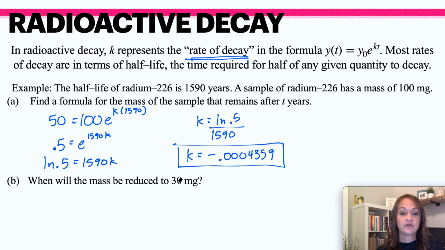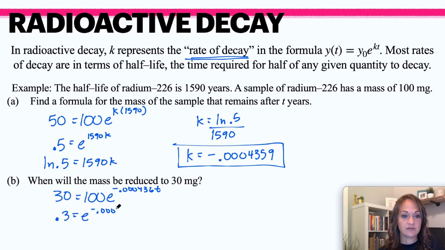When will the mass be reduced to 30 grams? So we're going to take our formula, which is 100 e to the negative 0.000436 times t, and we want to know when this will equal 30 grams. So divide by 100, you'll get 0.3 equals e to the negative 0.000436 t. And now I'm going to take the natural log, and that will get rid of my e.